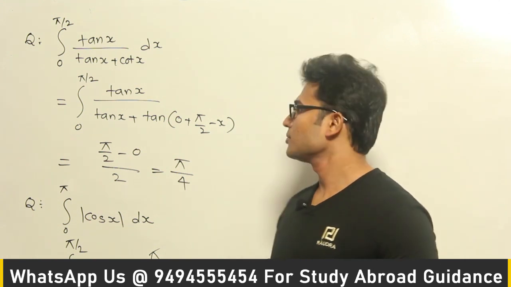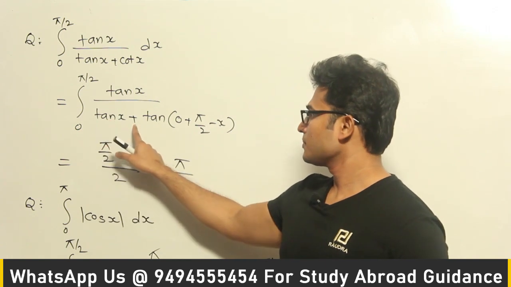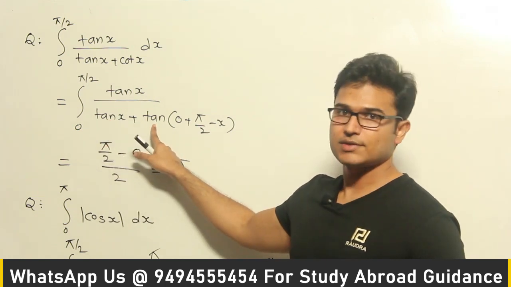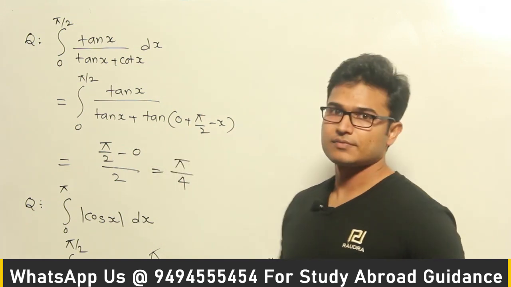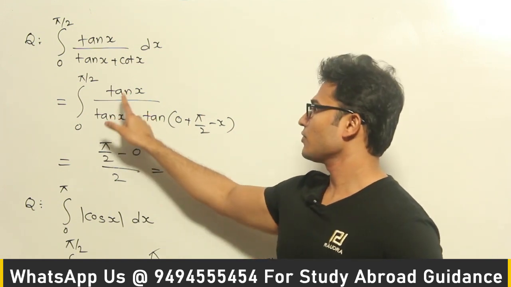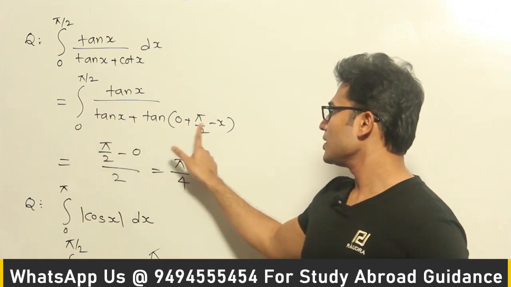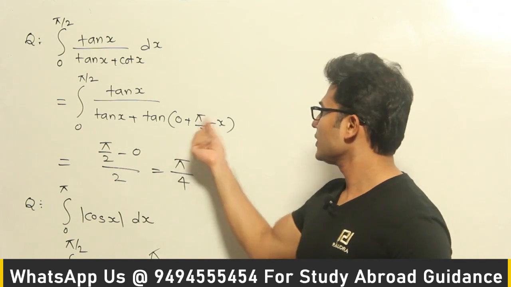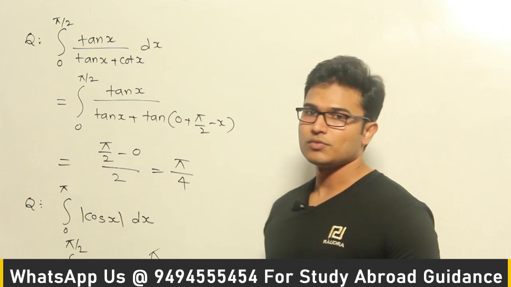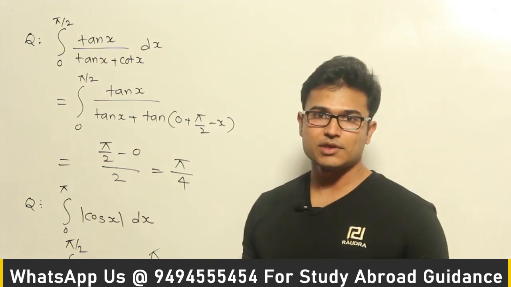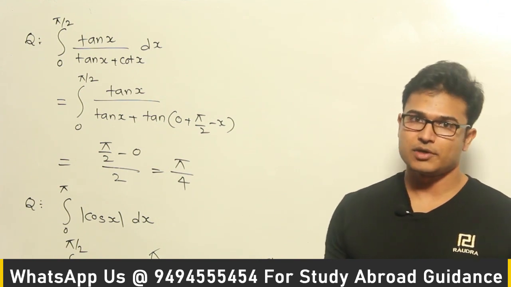So what is the property? Here if we have f of x divided by f of x plus f of a plus b minus x, right? So it is in the form of f of x by f of x plus f of a plus b minus x. Then that can be written as b minus a by 2. So this is a property. So using that property I have simplified it, right? You can refer to the properties. I think it is the third property in the given list.